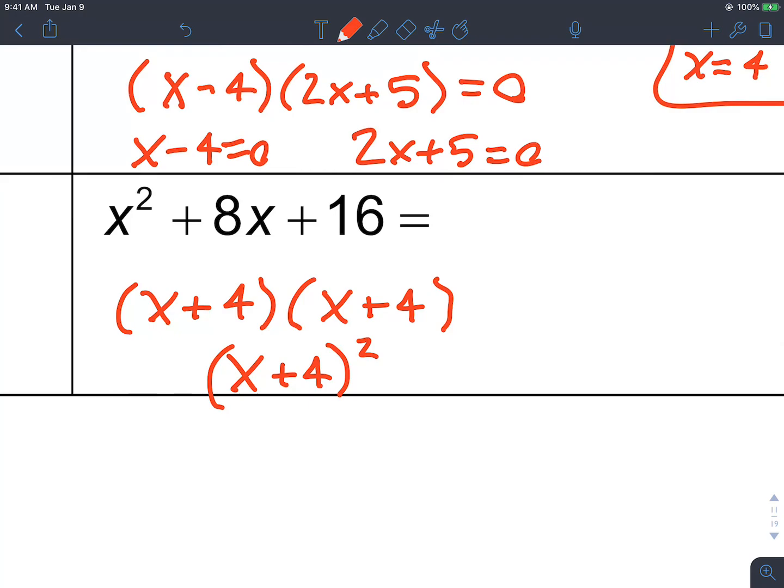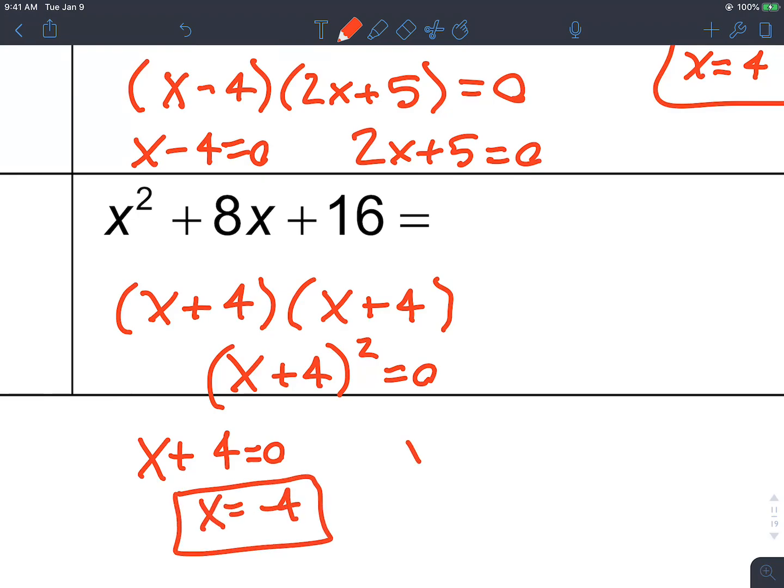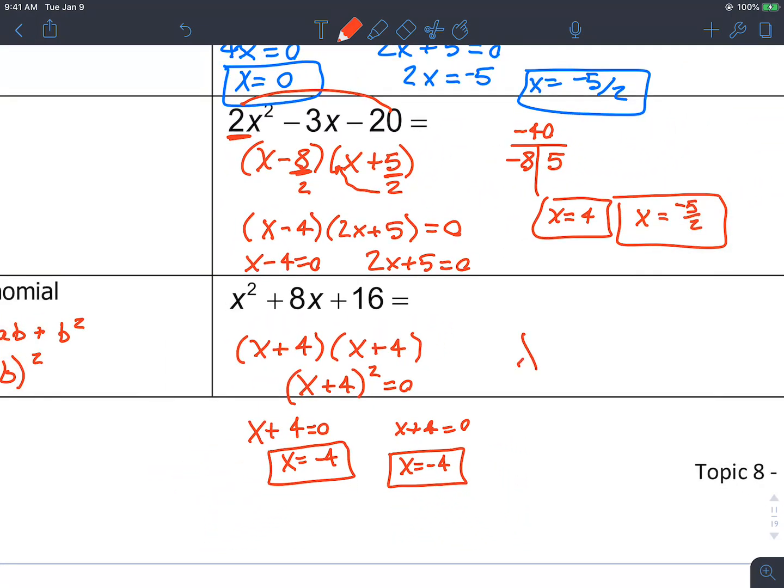And I guess I need to set these equal to 0. Really, it's just x plus 4 equals 0 twice. So x is going to be negative 4. And if you want to write it out twice, you can. Since it comes out to the same thing, we say this only has one solution. So this has the one solution of x equals negative 4.